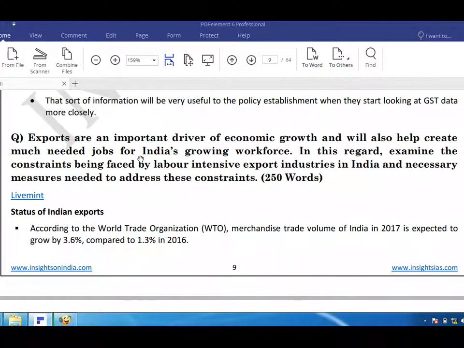Q. Exports are an important driver of economic growth and will also help create much needed jobs for India's growing workforce. In this regard, examine the constraints being faced by labor-intensive export industries in India and necessary measures needed to address these constraints. 250 words. Live economic status of Indian exports. According to the World Trade Organization, WTO, merchandise trade volume of India in 2017 is expected to grow by 3.6%, compared to 1.3% in 2016.